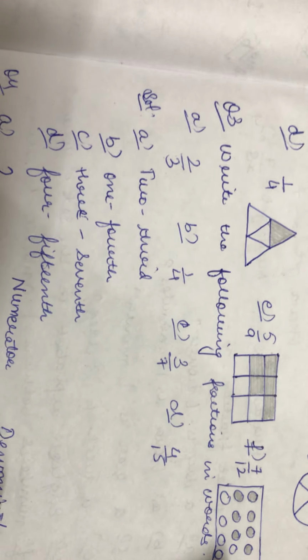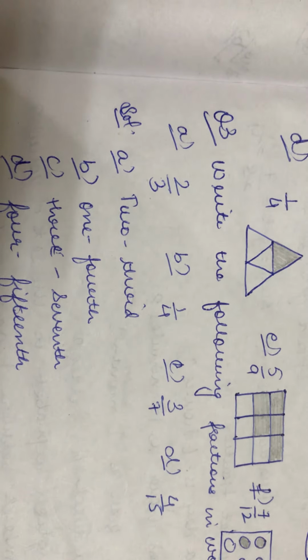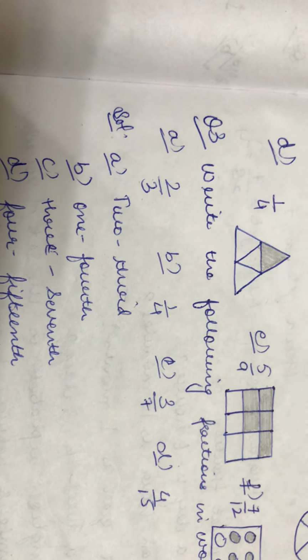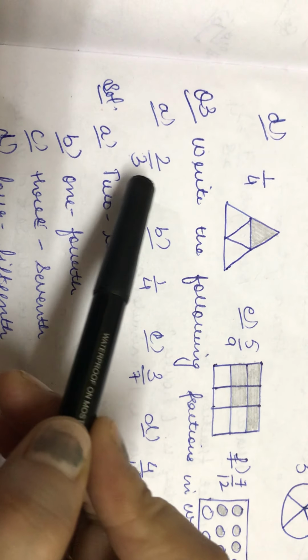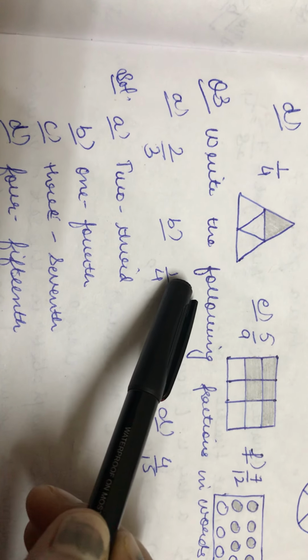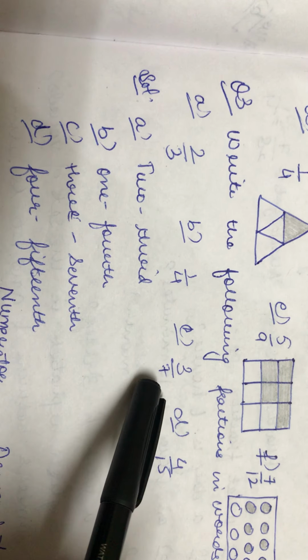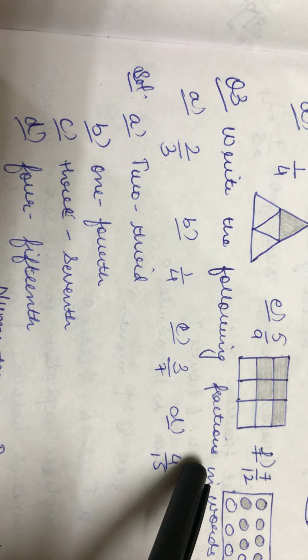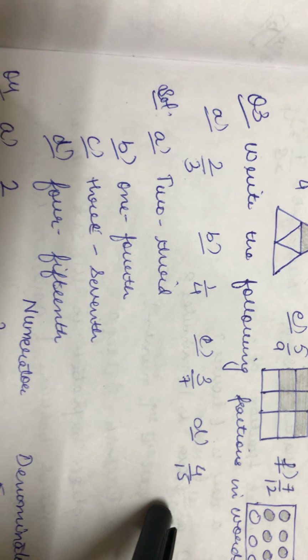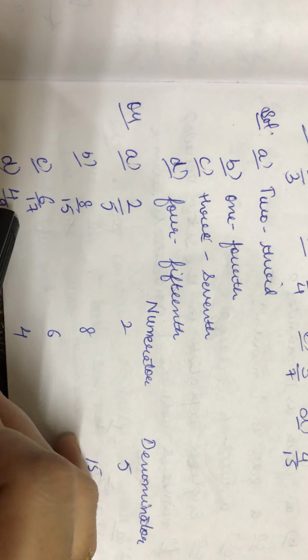Next, third question is, write the following fractions in words. 2 by 3. As I already told you, the numerator is written like 2 and the denominator is written like the position. So 2 third. B part 1 fourth. C part 3 seventh. D part 4 15th.